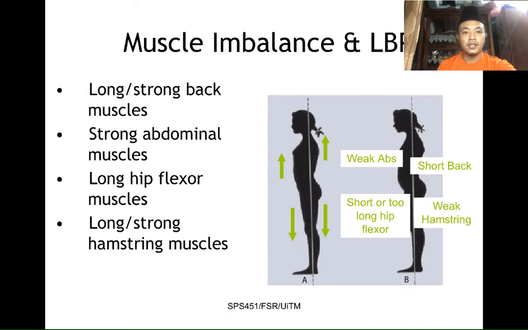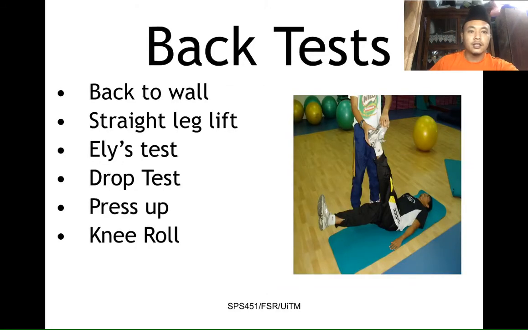And long hip flexor may cause your hamstring weak. Same goes to long strong hamstring may cause your quadriceps, your hips become weaker. Contoh sini, weak short back. Here are some back tests you can apply. Number one is back to wall, straight leg lift, elite test, drop test, press up, and knee roll.